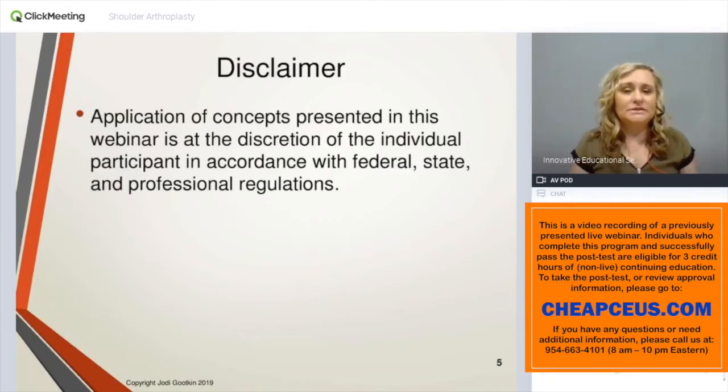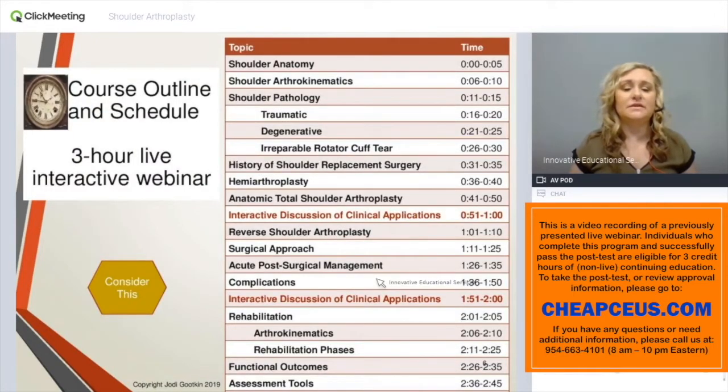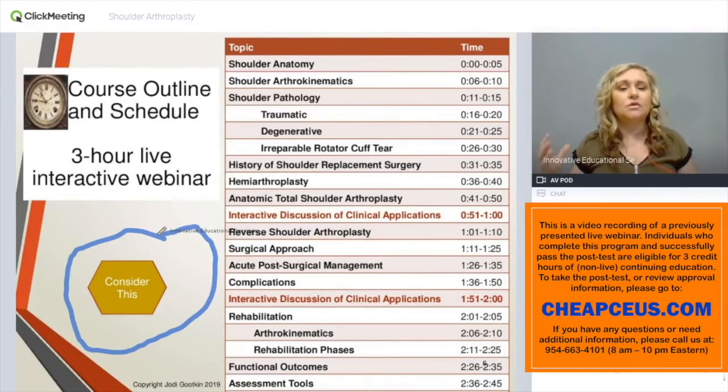As with any course that you attend, when you go back to apply this in the clinic, you're going to do so in accordance with your federal, state, and professional regulations. You will notice that several of the slides throughout the presentation have this icon on it. It's gold and says "Consider this." That's to let you know that those particular slides are going to be helpful when you go to complete the post-test.